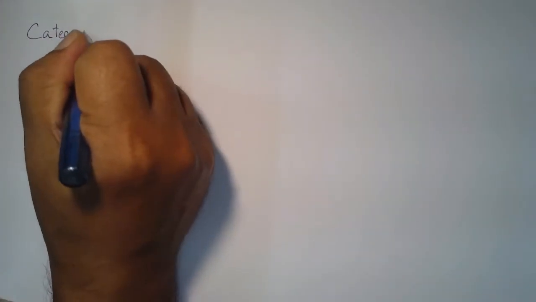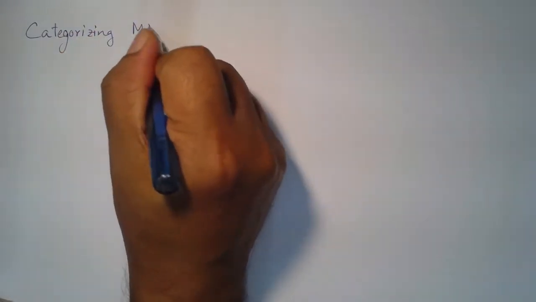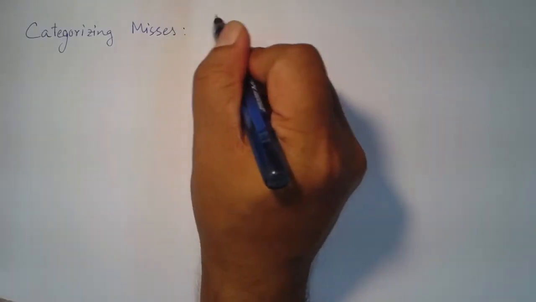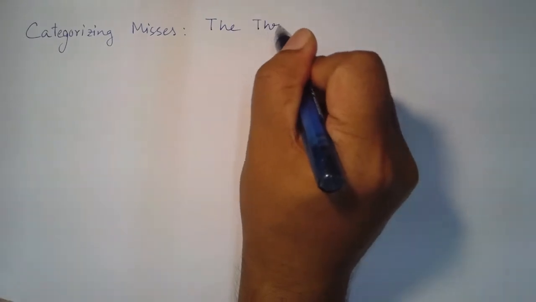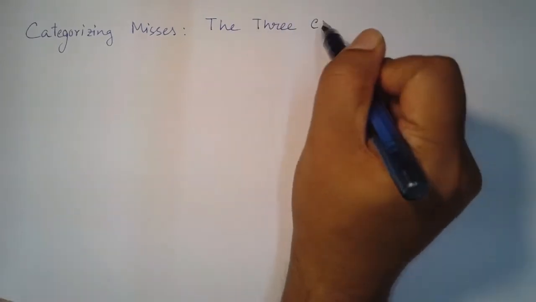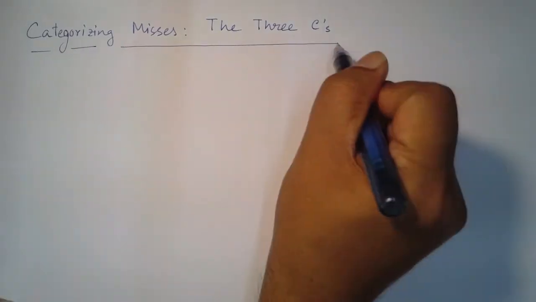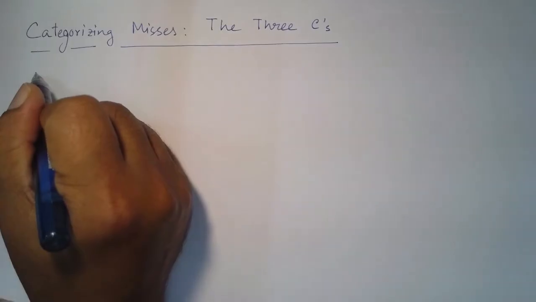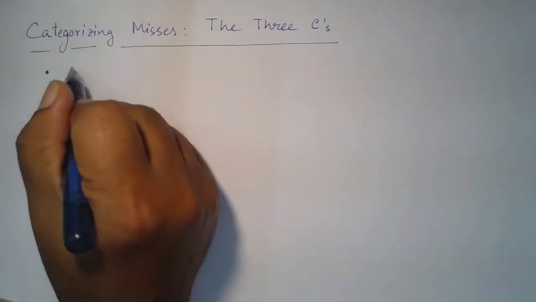Categorizing misses, and these are famously called the 3 C's. Okay. What are the 3 C's? The 3 C's are compulsory, capacity, and conflict. Let us go one by one. Compulsory.